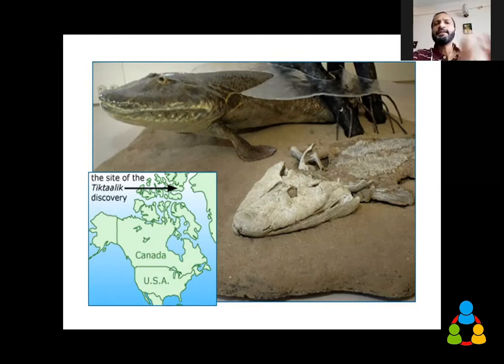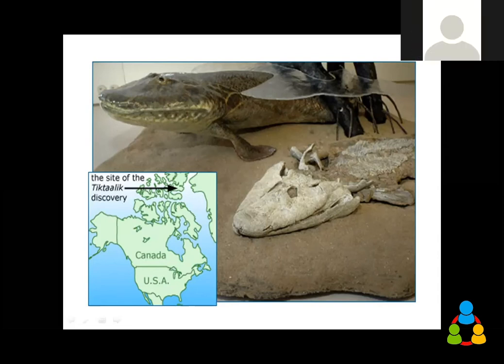You have millions of fossils now. You know how many fossils are named, animals named which are not there now, how many fossils are there now? Can anybody guess? 10,000? Or is it thousands? Is it lakhs? Is it hundreds? Can anybody tell me? Just guess. Anyone? Lakhs. It is in lakhs.